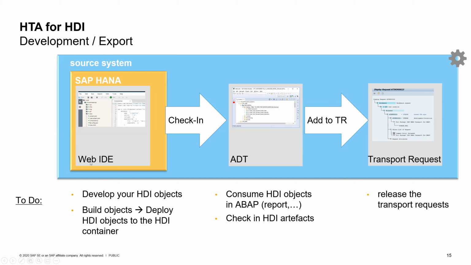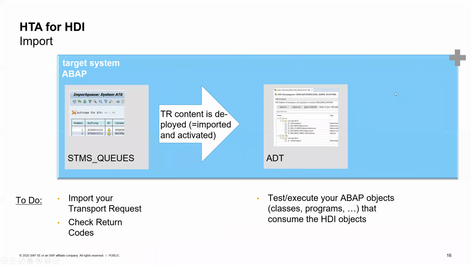When you then do development, you would do it as you know in Web IDE, develop your objects, build them and deploy the objects to the HDI container. You would then consume these HDI objects in ABAP in a report, for example, or whatever you like to do with these objects. And you would check them into ABAP. So after that, you can add things to the transport request because objects first need to be known in ABAP before you can add them to a transport request. And then again, same thing as before, release task, release transport request.